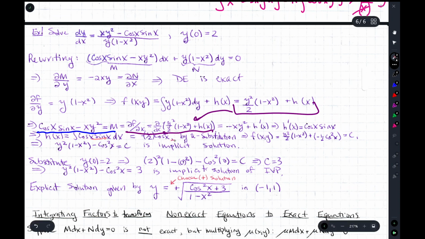Now you could integrate this by u substitution. Again, in the Calc 2 playlist I have a video on substitution. If you use substitution, you could integrate and get negative 1/2 cosine squared x. And here's f(x,y). This is what we wanted, and we just set it equal to a constant. That's what's going to give us our implicit solutions.